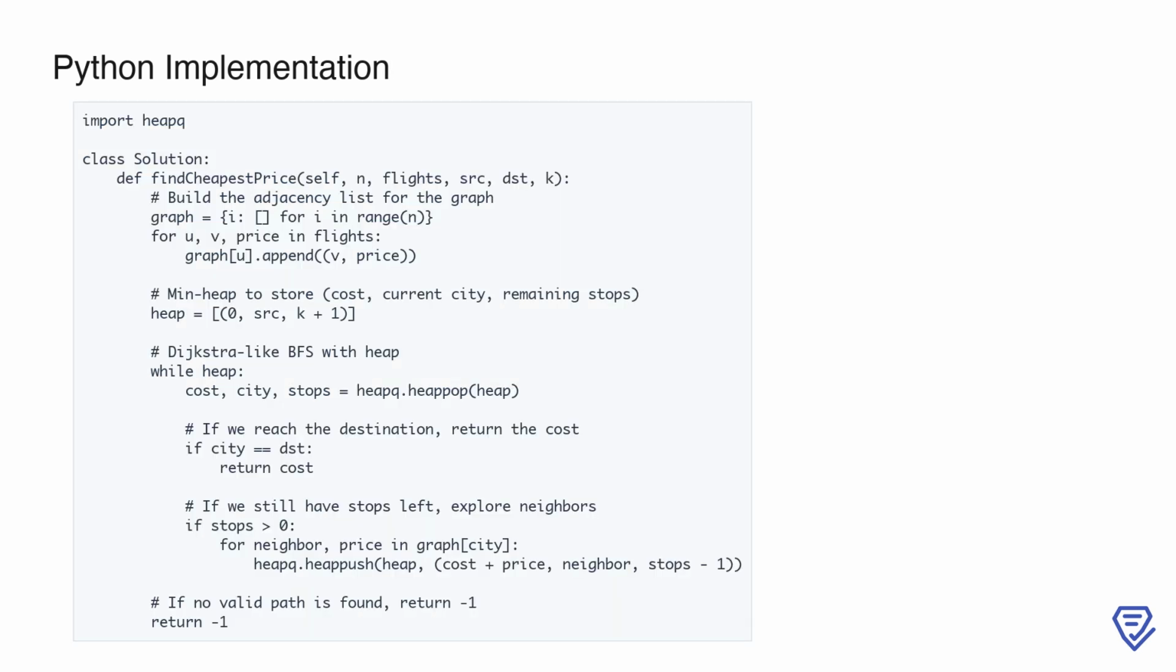This implementation solves the LeetCode problem number 787, Cheapest Flights Within K Stops, using a graph traversal approach with a priority queue. Here's the detailed explanation. 1. Graph representation. The input provides flights as a list of edges. We first construct an adjacency list graph where each node, city, points to its neighbors and the associated flight costs. This is efficient for traversal.